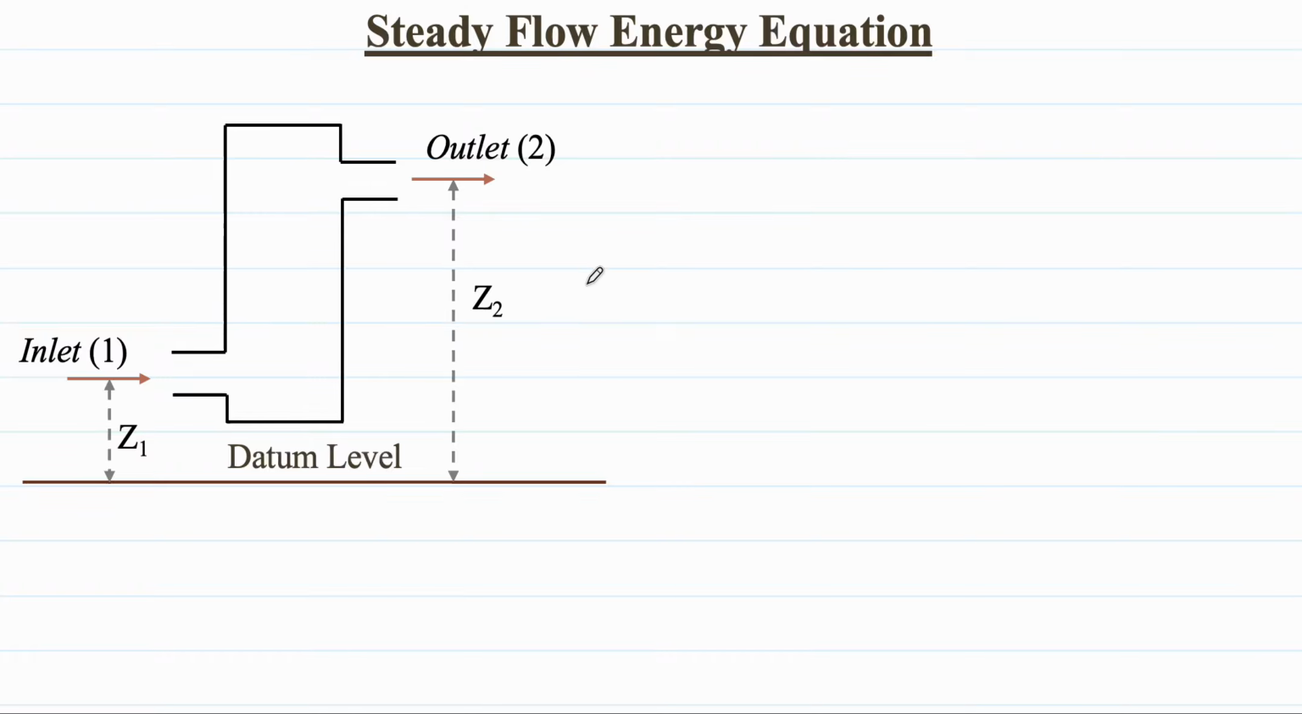Now to start the derivation, we are going to take energy entering the system first. So if we take the total energy entering the system, total energy in can be given by the sum of all energies, that is potential energy plus kinetic energy plus internal energy plus flow energy plus the heat supplied to the system.